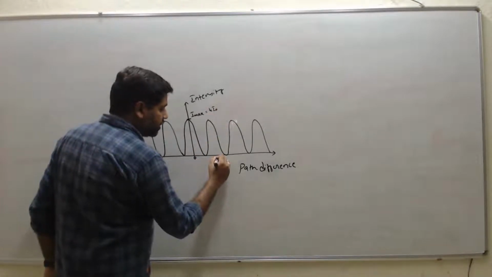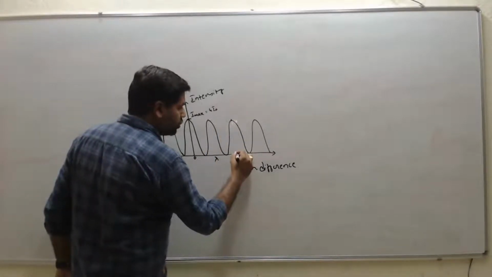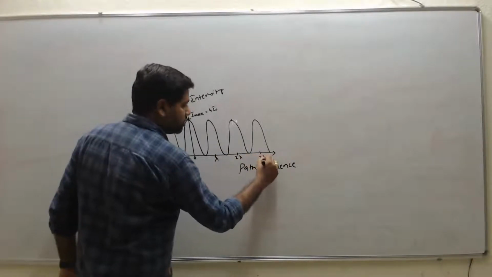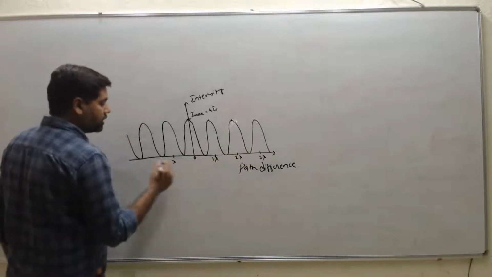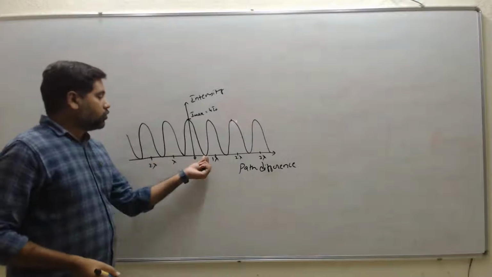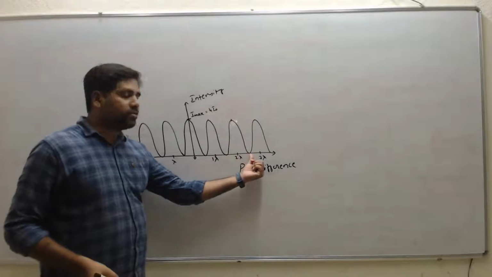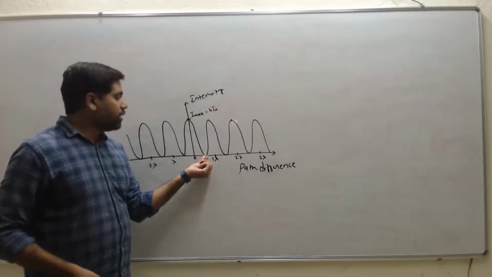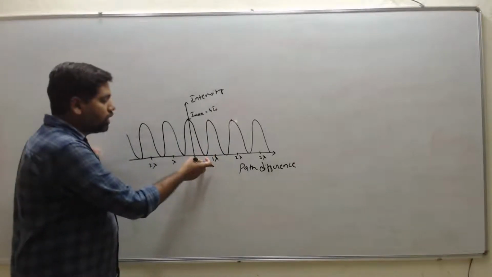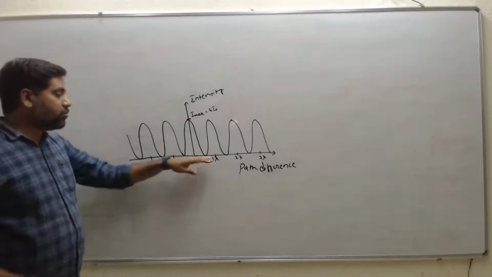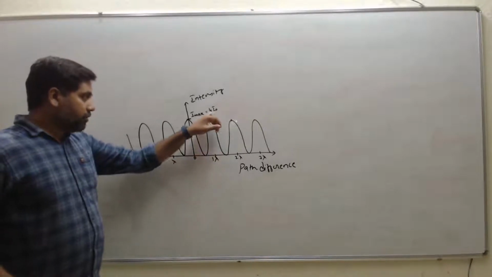Then here we get lambda. The next maximum intensity is here, then here we have 2 lambda, and next here it is 3 lambda. Similarly on the other side it is lambda, 2 lambda, 3 lambda. In between we have the minimum intensity, that is 0. So here the intensity is minimum and here the intensity is maximum. At odd multiples of half lambda we get the intensity minimum, and at lambda we get the intensity maximum.